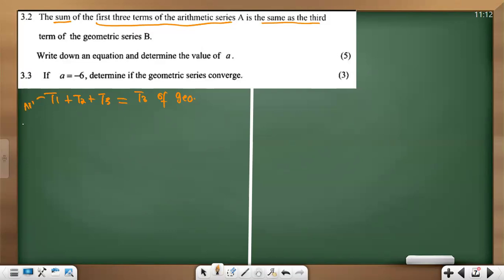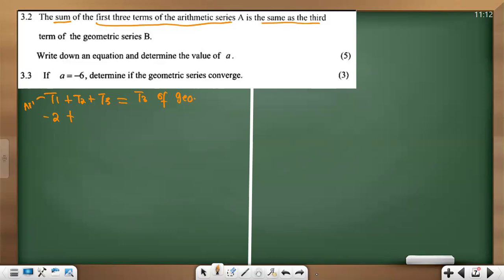Let's see. Do I know the T1? Yes, I do. It is negative 2. Do I know the second term? That's A. Do I know the third term? Yes, it is what I got recently. Let's move.